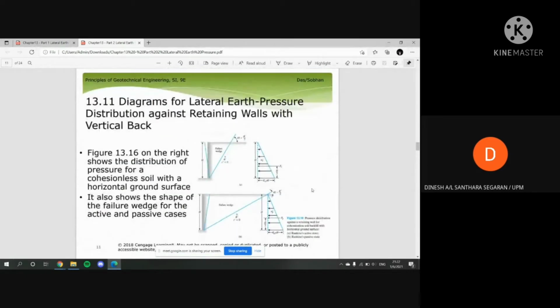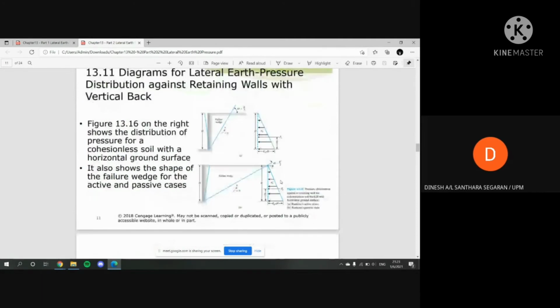Diagram for lateral earth pressure distribution against retaining walls with vertical pressure. Figure 13.16 on the right shows the distribution of pressure for a cohesionless soil with a horizontal ground surface. That is the diagram, and it also shows the shape of the failure wedge for the active and passive cases. So from the diagram, we are able to see the failure for the active and passive.